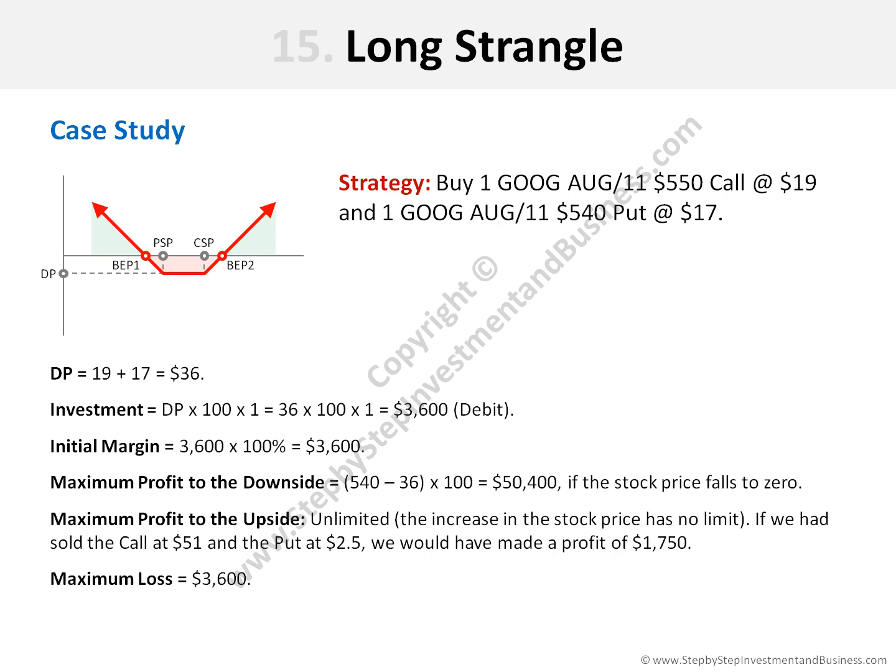The maximum profit to the downside is equal to the strike price of the put minus the debit paid multiplied by the number of shares, that is, $50,400. This occurs if the stock price falls to zero. The maximum profit to the upside is unlimited, because the increase in the stock price has no limit. If we had sold the call at 51 and the put at 2.5, we would have made a profit of $1,750. On the other hand, the maximum loss that we are exposed to is equal to $3,600, that is, the total debit paid.